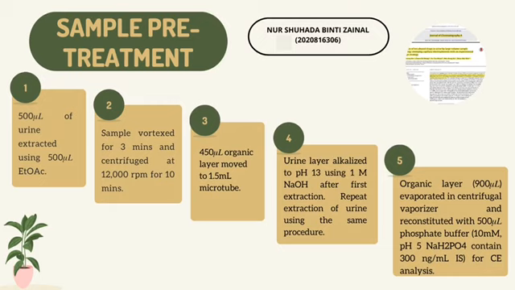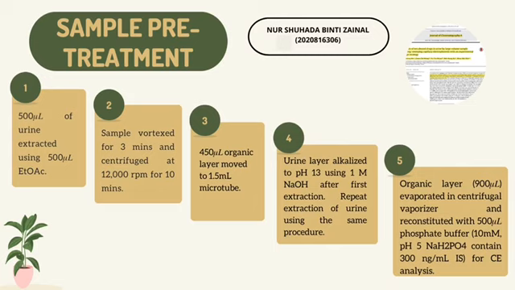Firstly, 500 microliters of urine was extracted using 500 microliters of ethyl acetate, and then the sample is vortexed for 3 minutes and centrifuged at 12,000 rpm for 10 minutes. In the third step, 450 microliters of the organic layer is moved to a 1.5 ml microtube.